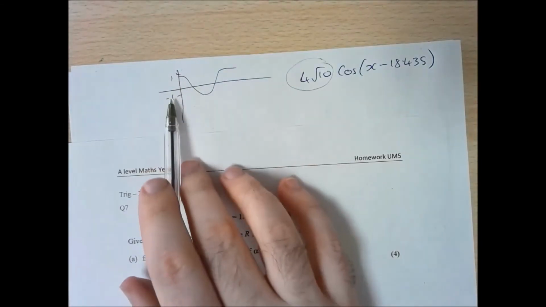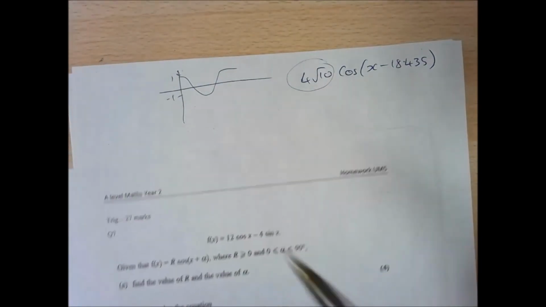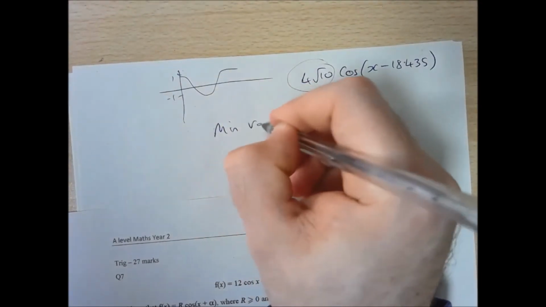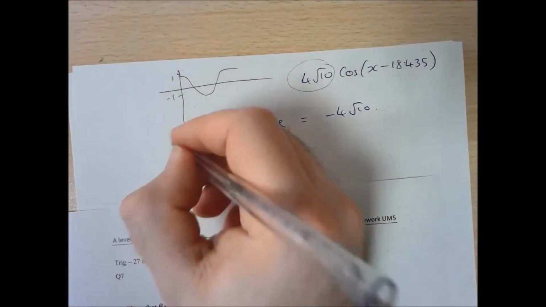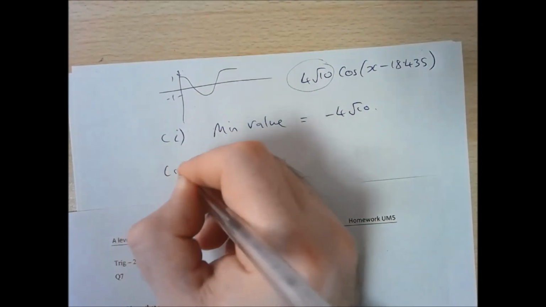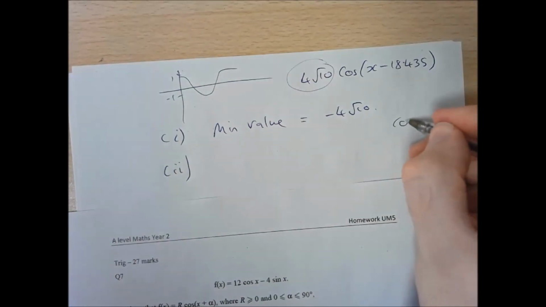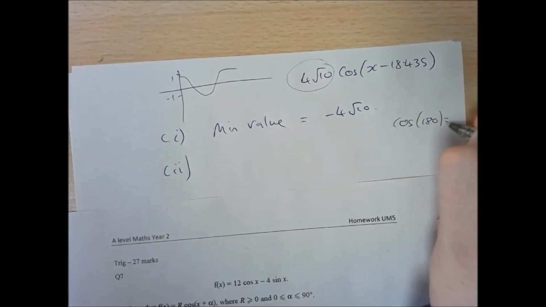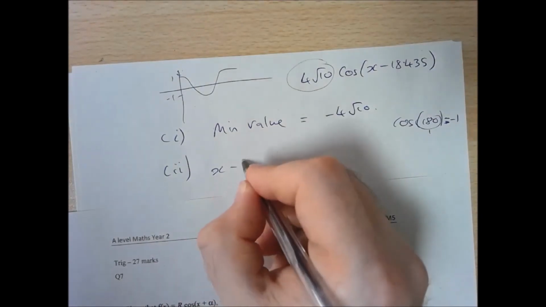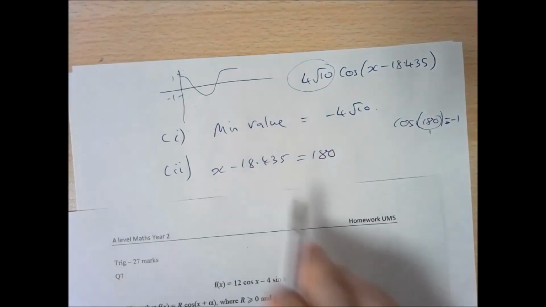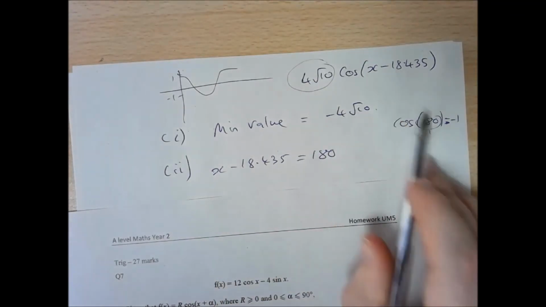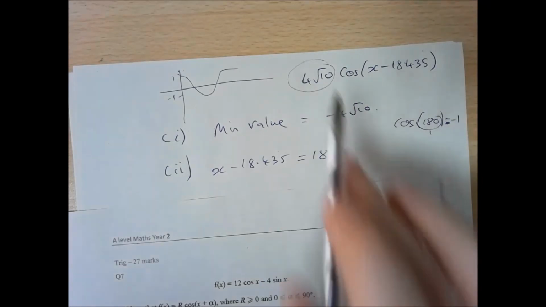So it used to go between 1 and minus 1, but it's been stretched up to 4 root 10, so the minimum value is actually minus 4 root 10. So this is for C I. For C II, we know that cos of 180 equals minus 1. That's the normal minimum point of a cos graph. So we just need x minus 18.435 to equal 180, because if we put this number into our cos, we'll get minus 1, we'll get to our minimum point.